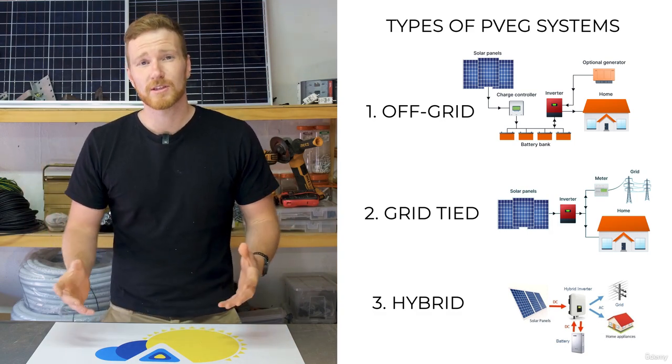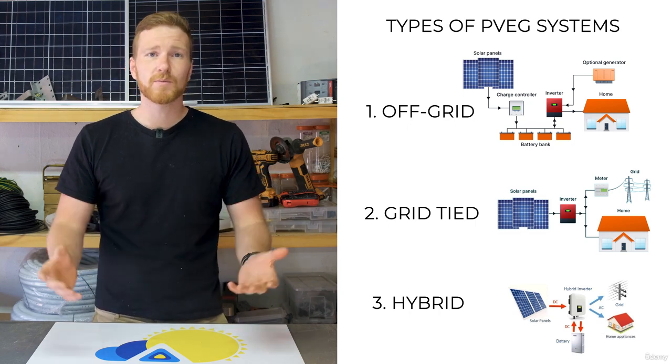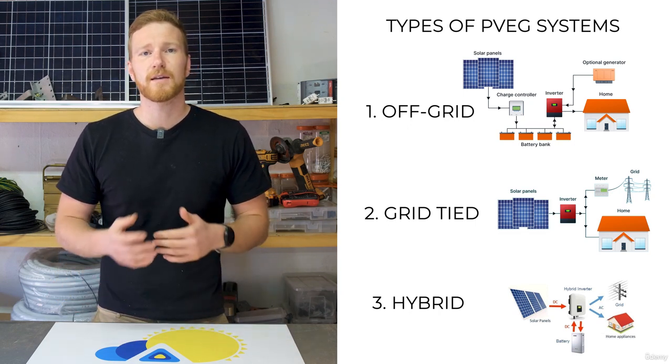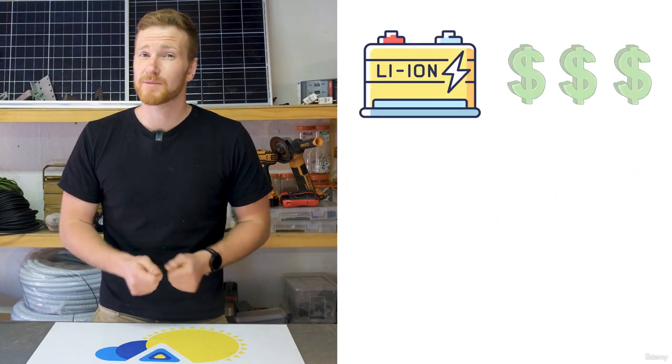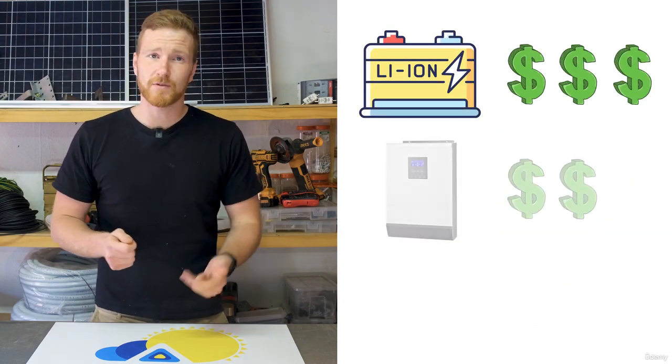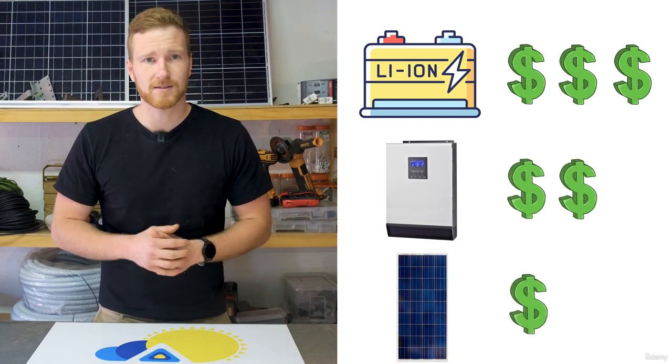Your energy usage patterns and budget will determine the type of solar system that you are going to go ahead with and design. Batteries are the most expensive components, followed by your inverter, then the PV panels. So let's examine each component in particular and understand how to optimally size them for your specific needs.